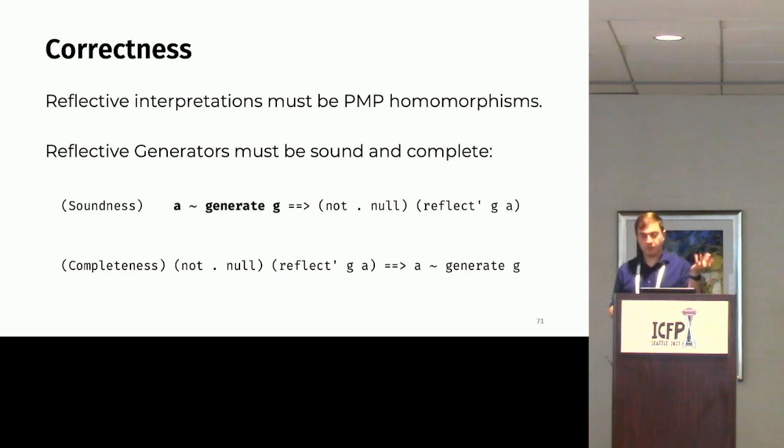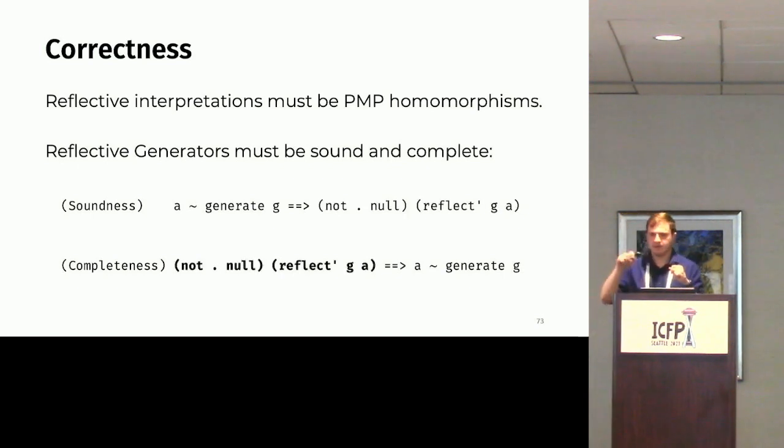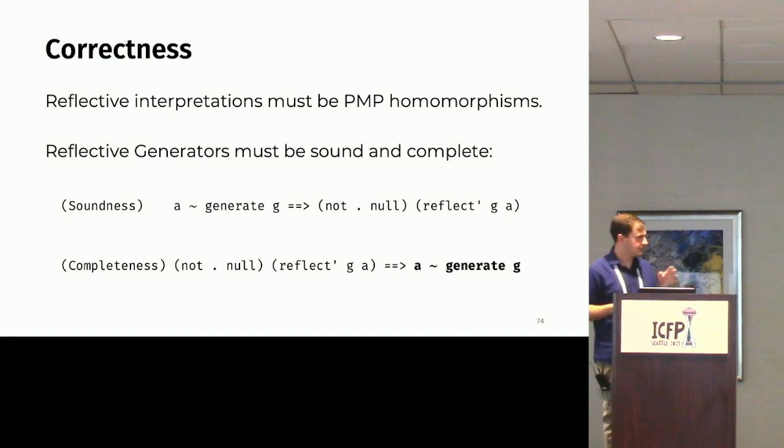Soundness means that if we can generate a thing, then we'd better be able to reflect on the choices in it. And completeness says that if we can reflect on the choices in something, we had better be able to generate it. And since we're doing property-based testing, why don't we make sure that we can actually test these properties? And it turns out we can. There are properties that you can test and apply to your reflective generators to make sure that they're both sound and complete.